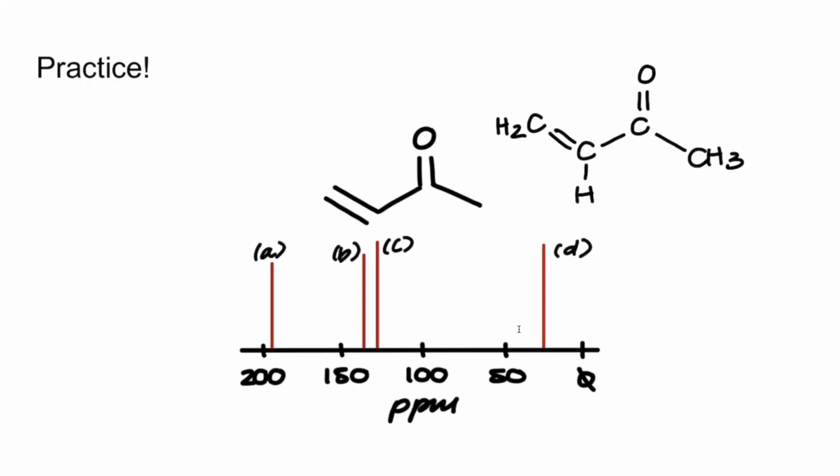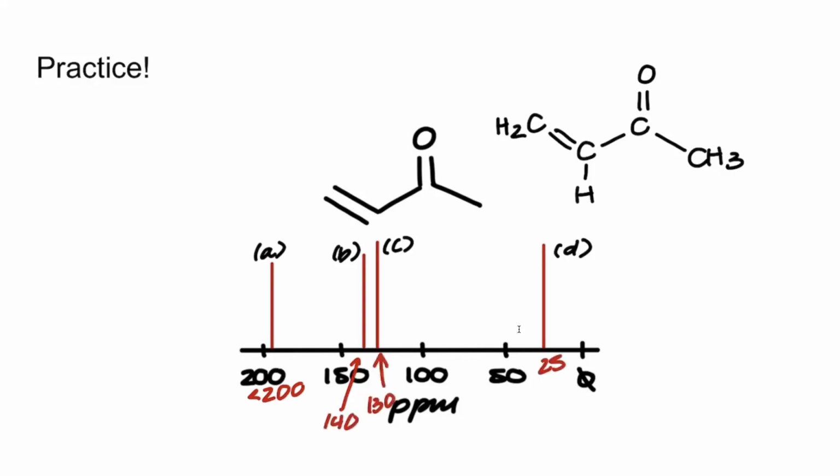I'm going to say A is just under 200. You can go 190. I'm just going to say right under 200. B looks like maybe like 140. In that case, perhaps C is 130-ish. D, I would say, is just right at 25.